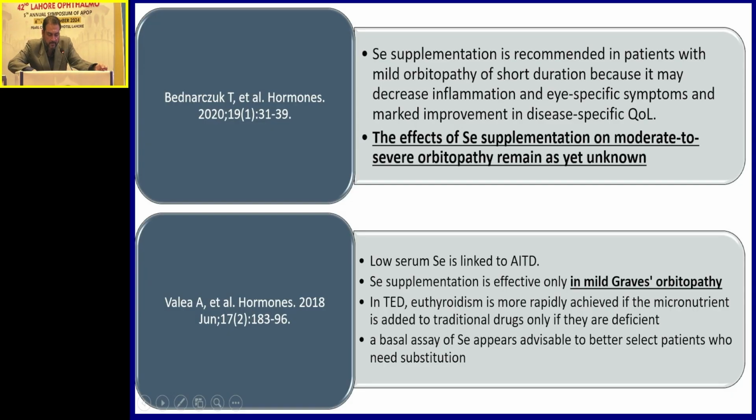So, low selenium is linked to autoimmune thyroid disease. As just said, it is still a matter of debate whether selenium should be given to every mild disease patient. The problem is, if the patient is selenium deficient, then yes, it does work. But nobody knows who is selenium deficient, because there are rarely any clinical symptoms and we cannot go for blood selenium levels. So selenium supplementation is effective only in mild disease. And in thyroid eye disease, euthyroidism is more rapidly achieved when micronutrients are added to traditional drugs. This is the take-home message.